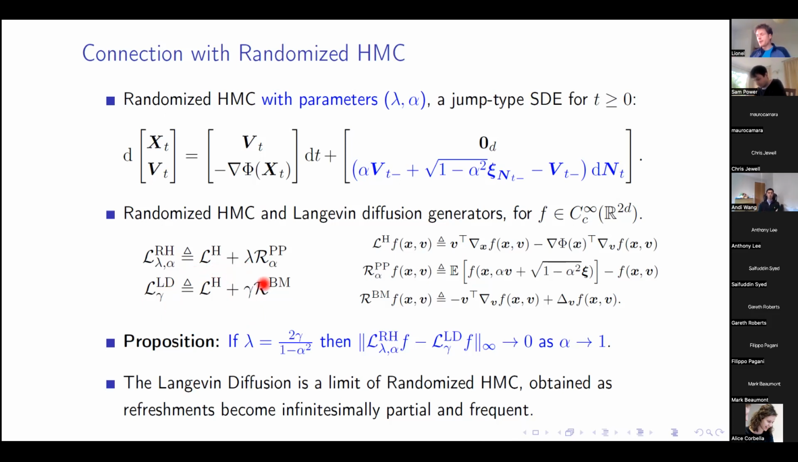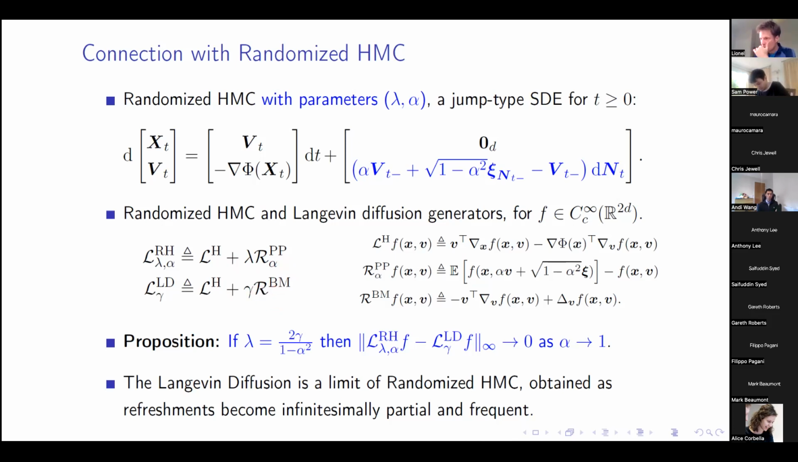So the first one contains refreshment induced by a Poisson process with certain intensity lambda, right? And the refreshments involve a certain partial parameter of persistence, sorry, alpha. And the second one basically is dictated by continuous refreshment of the velocity with a certain damping parameter gamma.